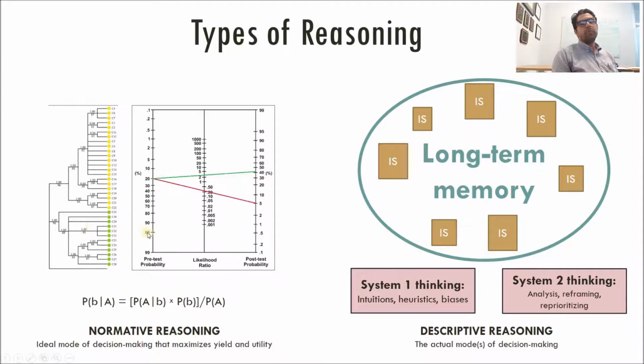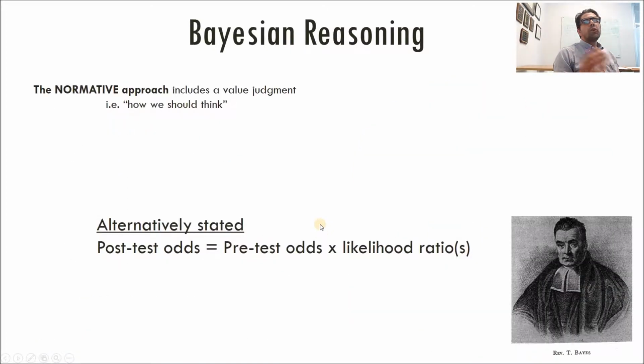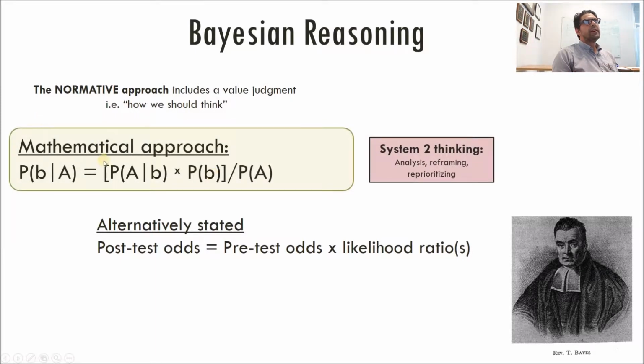This is the normative form of reasoning. This is the way we'd ideally do it if we had infinite brain power, infinite ability to do math. So the normative approach includes a value judgment, i.e., how we should think. That's what normative means. And it's stated that way because really that would be the most bias-free way of arriving at a diagnosis. And that's what Bayes sort of proposed. It's a mathematical approach where we consider pretest probabilities and explicit probabilities linked to different findings. It's a very system 2 way of thinking though, right? It requires a high degree of analysis.